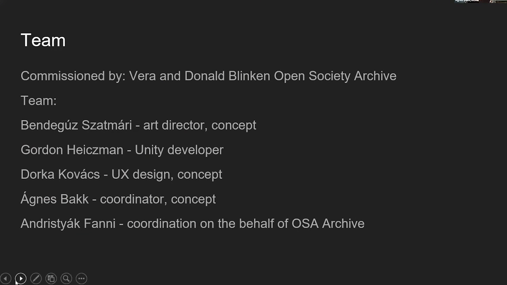And very briefly about the team, as I mentioned, the game was commissioned by the Vera and Donald Lincoln Open Society Archive, and they were commissioned by the US Embassy in Budapest. The team was composed of Bendegú Szatmári, who was the art director, generalist, and concept director. We also had a very hardworking Unity developer. We worked together with Dorka Kovács, who is also UX designer and narrative designer, and I was coordinating.